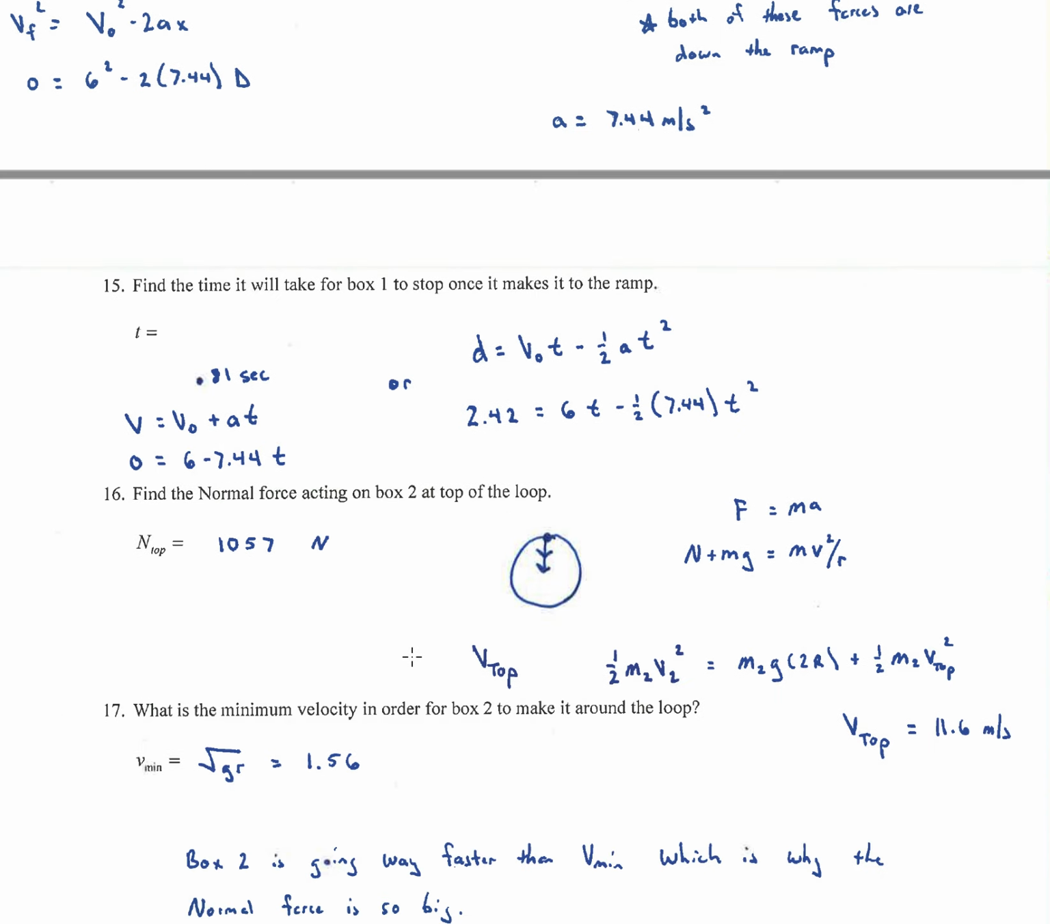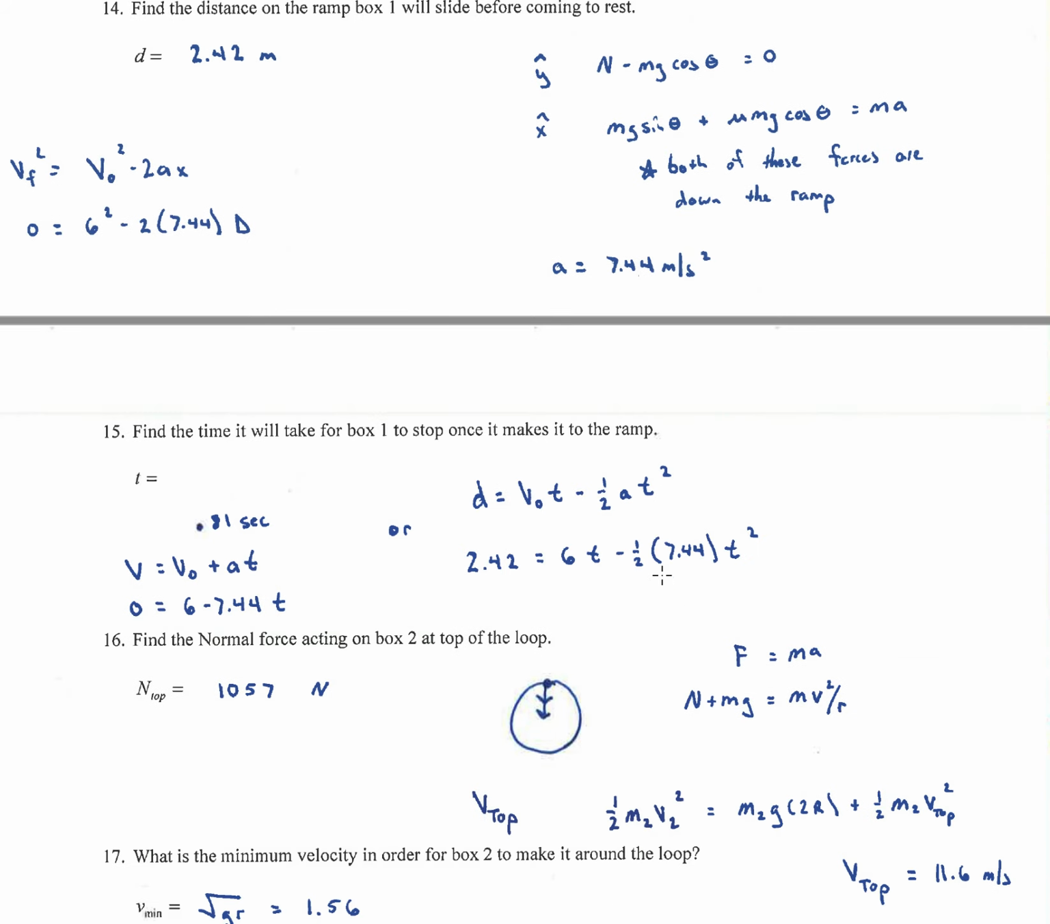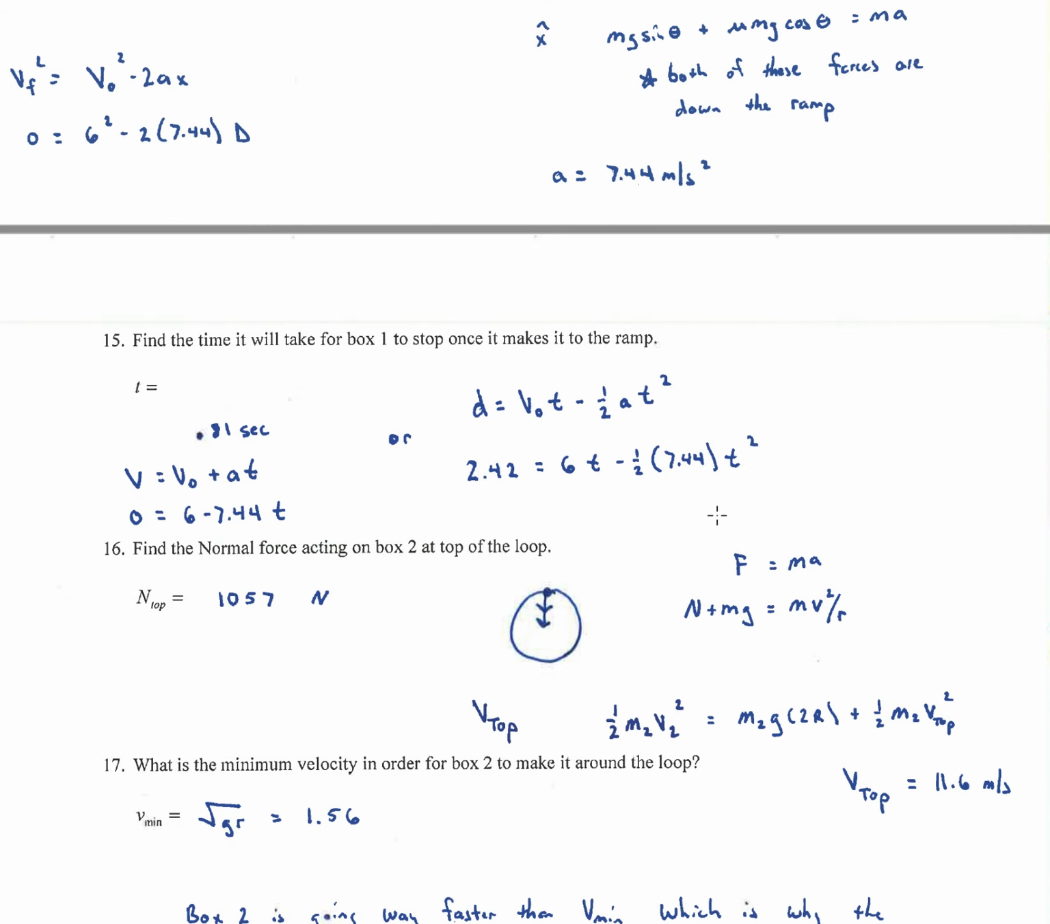Okay, find the normal force acting on box 2 at the top of the loop. So now we're focusing on the top of the loop-the-loop, and we know at the top of the loop, the normal force and gravity are both down. So N plus mg equals mv squared over r. And again, we replace a by v squared over r because we're talking about circular motion.